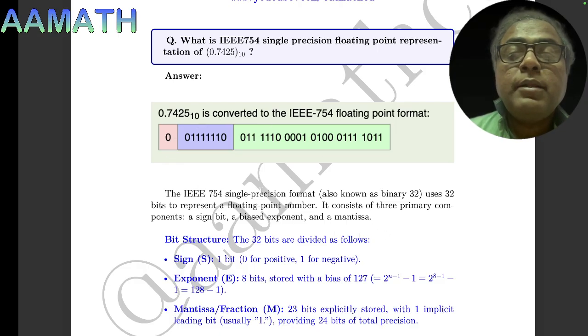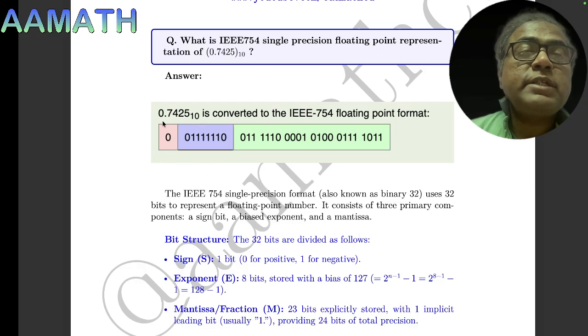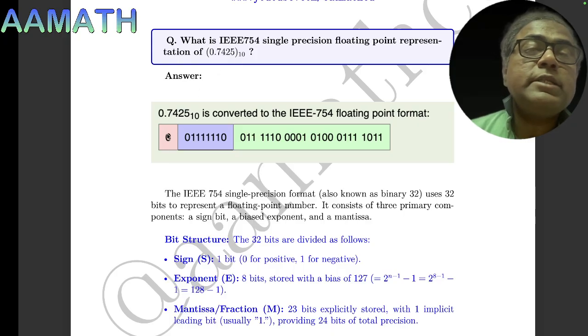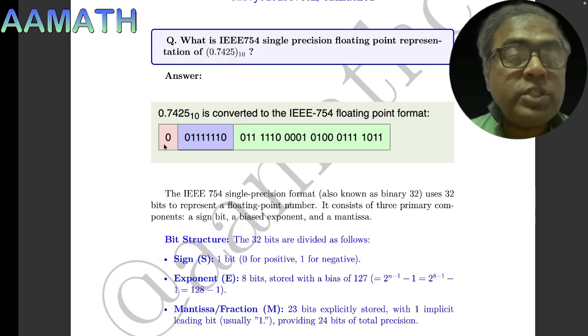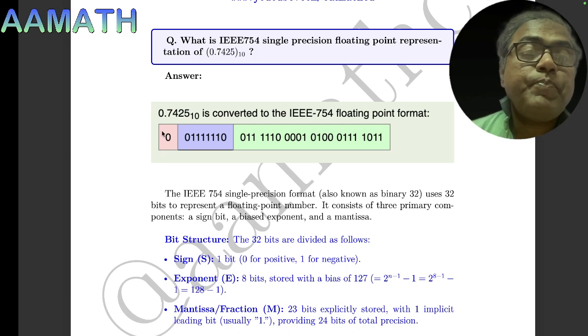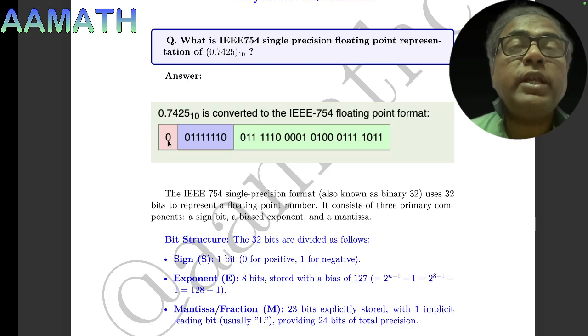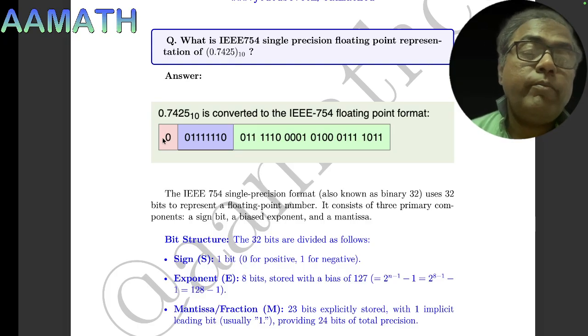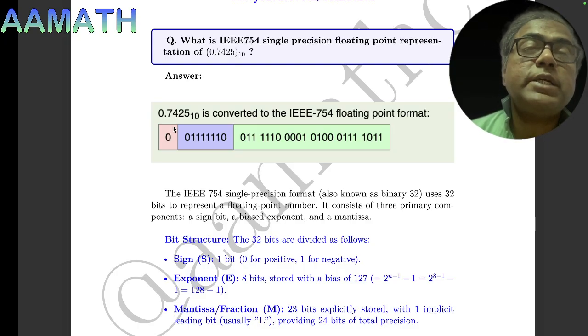Here, there are three primary components: the single bit, this 0, which denotes the sign. If the number is positive, this is 0, and if the number is negative, then this is 1. Actually, this is minus 1 to the power 0 for a positive number and minus 1 to the power 1, equal to minus 1, for a negative number. Here this number is positive, so this is 0.